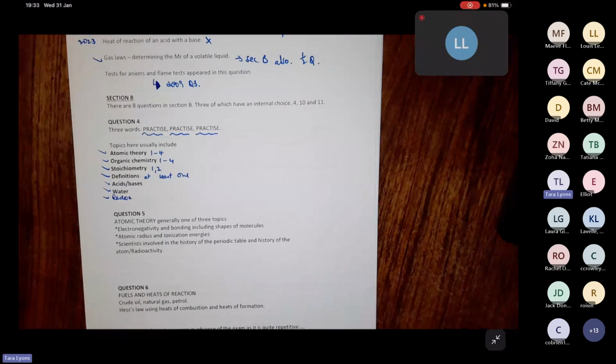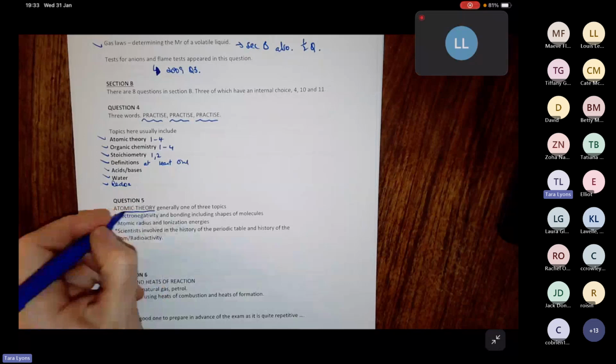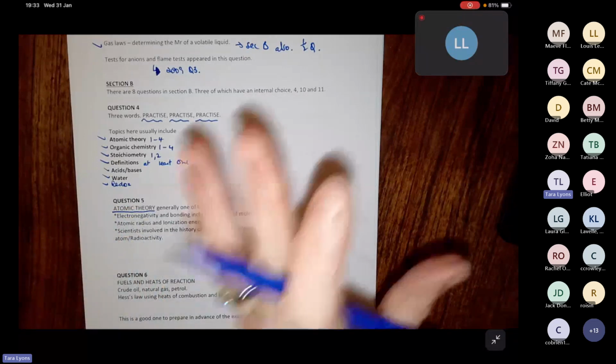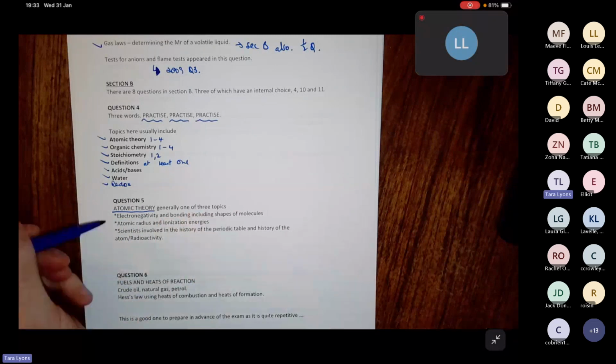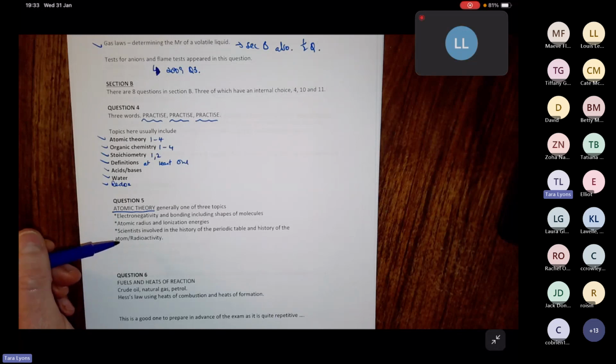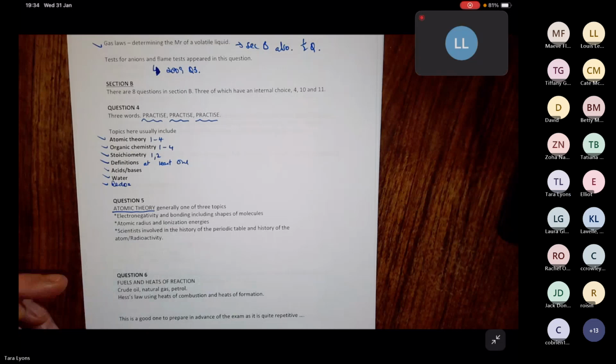Question 5 is always on atomic theory. Always atomic theory. So there's no question about that. It will be atomic theory, and it's usually one of the following topics. It's either got to do with electronegativity and bonding, including shapes. So those chapters go together. Atomic radius and ionization energies, they go together. Or your history of the periodic table, history of the atom, and radioactivity.